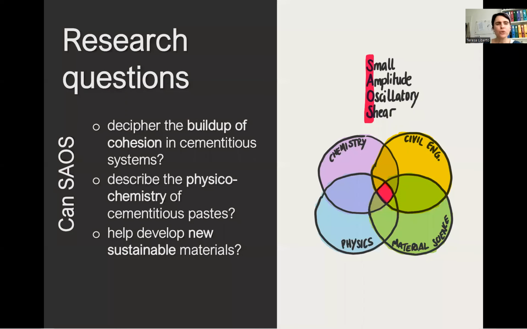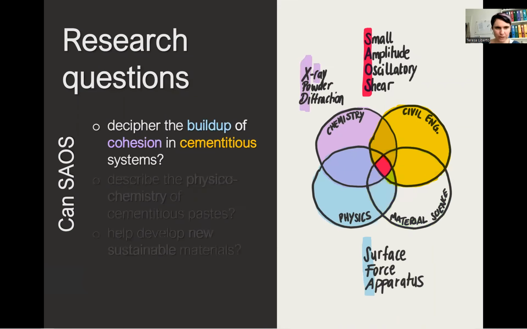So I would like to show you some questions and go through them together. They are the questions that I ask myself when I start to work with cement. So, can SAOS decipher the buildup of cohesion in cementitious systems and describe the physicochemistry of these pastes, and what we really want, help develop new sustainable materials? Let's start with the first one.